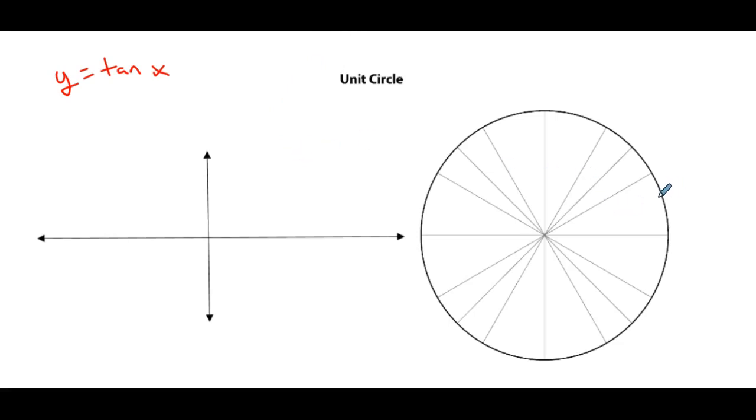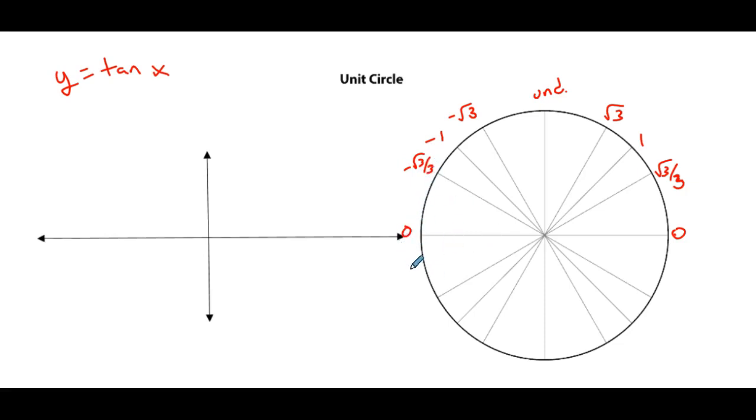So again, we'll look at the graph first. So again, tangent here will be 0, and then we have √3 over 3, and then here we have 1, and then we have √3, and then up here we have undefined, and then we're going to go back down to negative √3, -1, negative √3 over 3, and then back to 0.